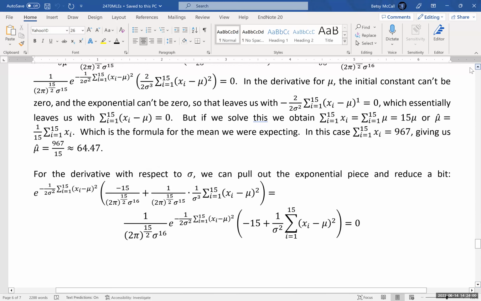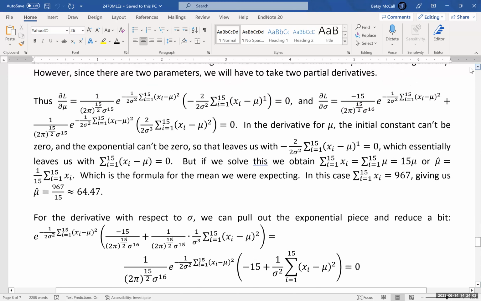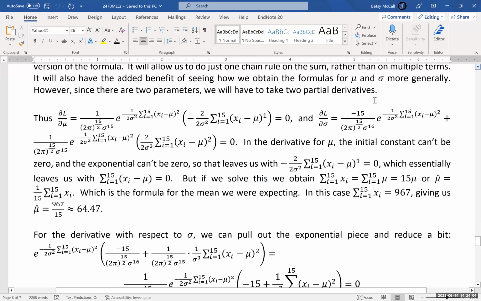Now, with the derivative with respect to mu, this can't be 0 because the only variable we have is in the denominator. Exponentials broadly cannot be 0. And so that leaves us with this expression. Again, this should be a positive, but because it's equal to 0, it won't matter. That leaves us with this expression, though, to be equal to 0.